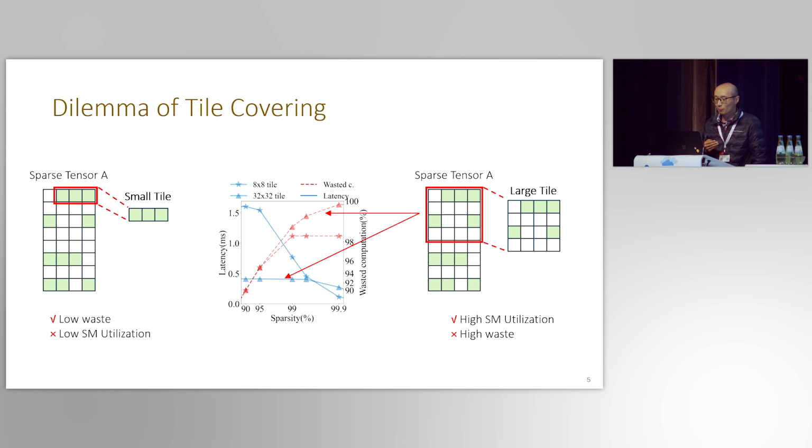We can see from the middle figure that even though there is a higher computation waste, the 32 times 32 tile performs better than the 8 times 8 tile in most sparsity ratios. This implies that SM utilization is more critical than computation waste in modern highly parallel accelerators.